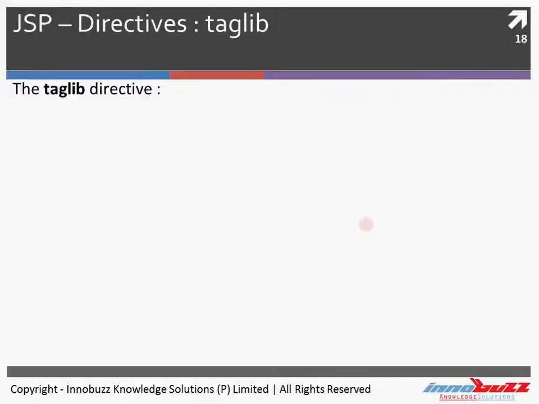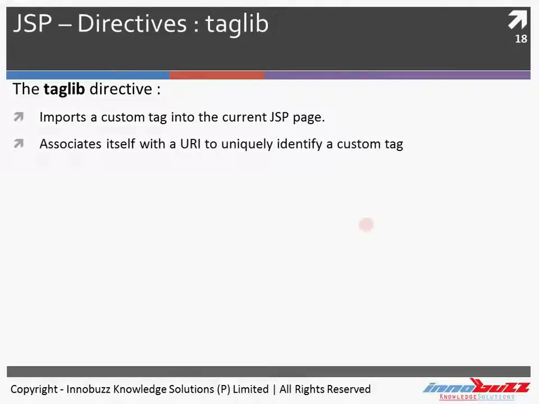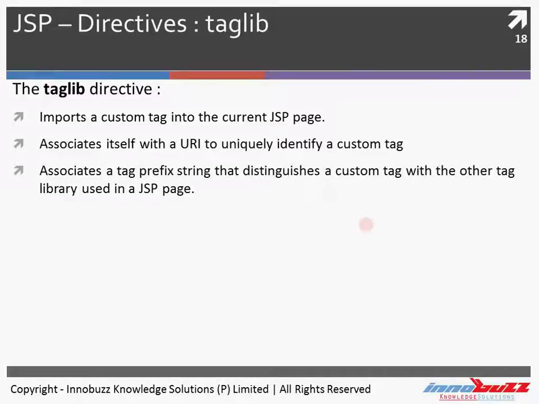Next is the taglib directive. So the taglib directive imports a custom tag into the current JSP page. So we'll see more in detail, with a practical demonstration, how to create this taglib directive, because this is one of the major advantages and important features in JSP, where we create custom tags based on requirements of our own to use in a JSP page. It associates itself with a URI to uniquely identify a custom tag. So we'll see how it is happening.